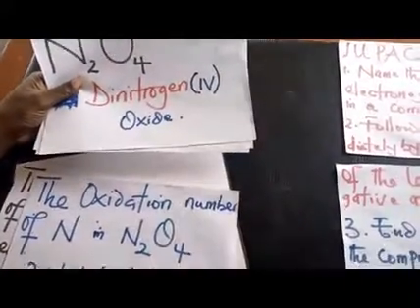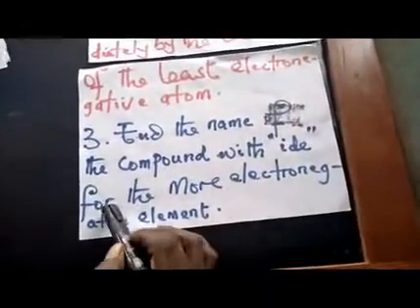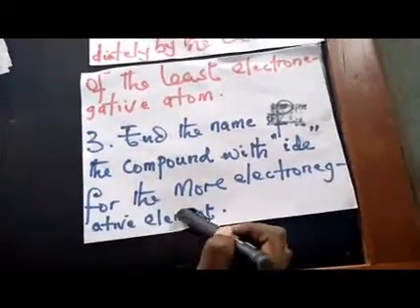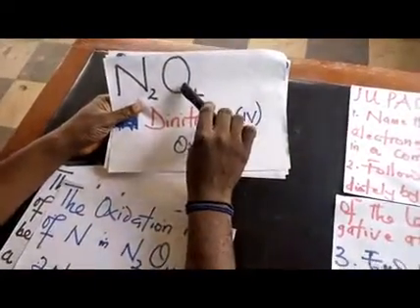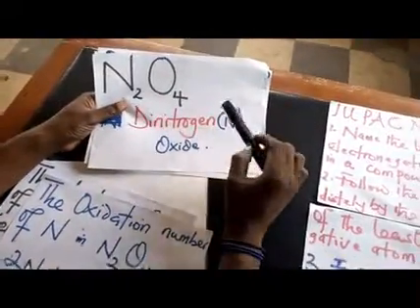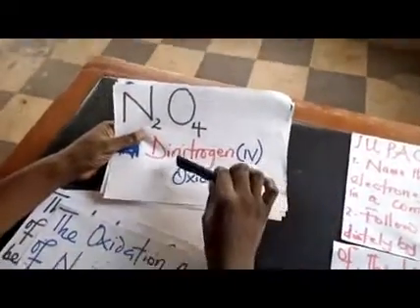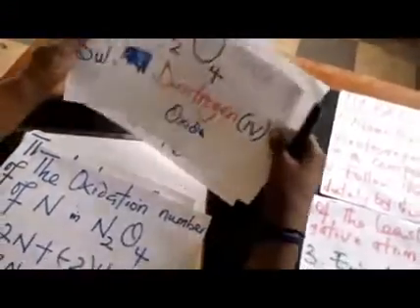The third rule says end the name of the compound with "ide" for the more electronegative element. The more electronegative element for this binary compound is oxygen. So instead of addressing it as dinitrogen 4 oxygen, we address it as dinitrogen 4 oxide. Look at this also.